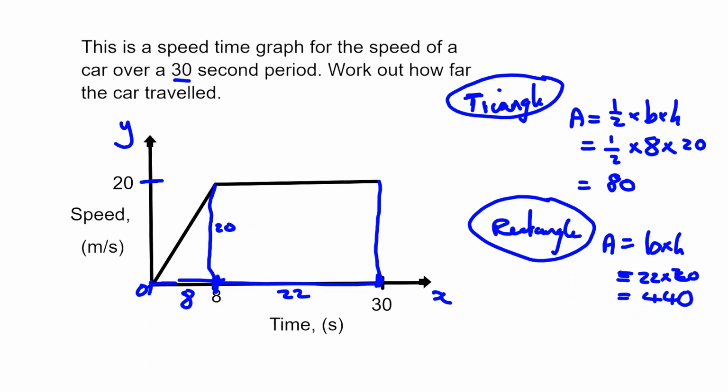So the area, or the distance travelled, is going to equal these two values added together, which is 520. Now we're dealing with seconds and seconds, but here we've got meters, so this is going to be 520 meters.